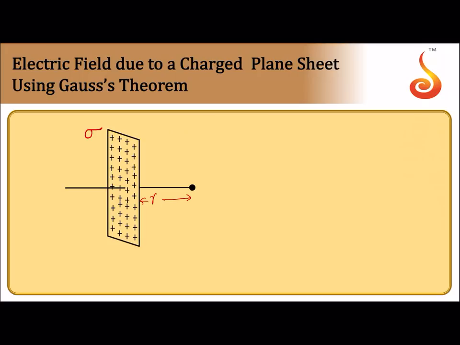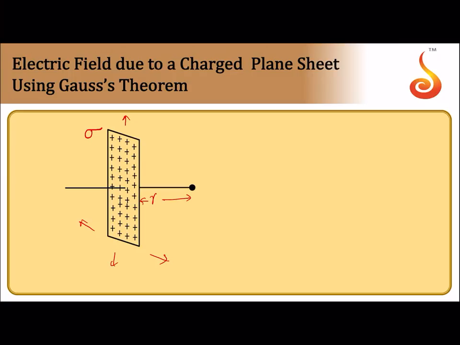Here is a sheet of charge whose surface charge density is sigma, and we want to get the electric field at a distance r from this large sheet of charge. Remember, it is a large sheet of charge, it is not a small one. What does that mean? It means that it extends up to infinity along these dimensions. It's very large, something like a very large wall. Okay, good. Now we need to identify the kind of symmetry, etc.